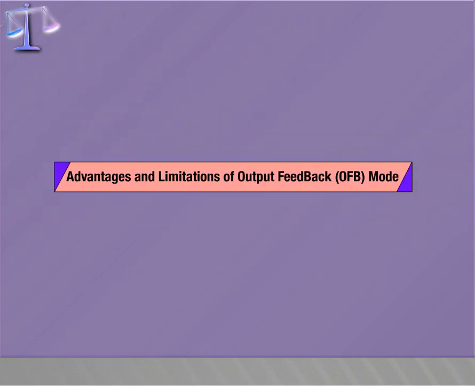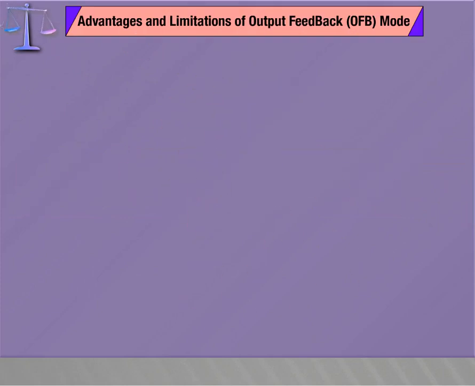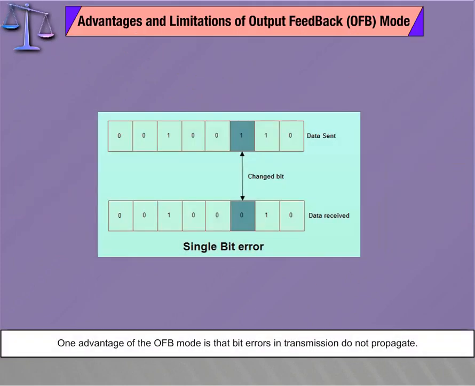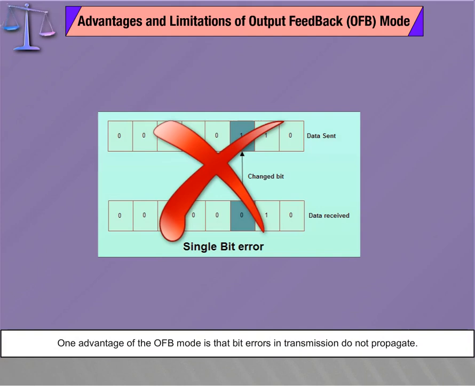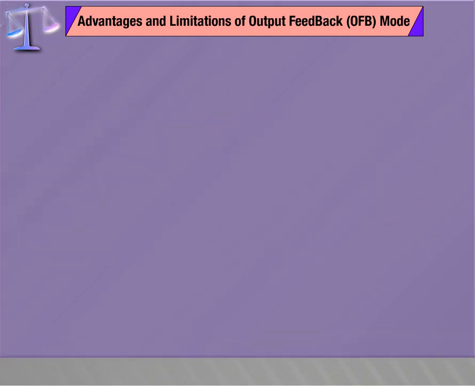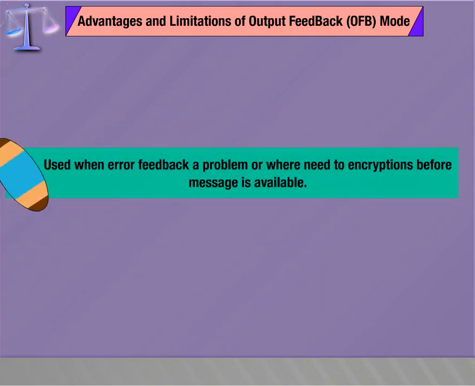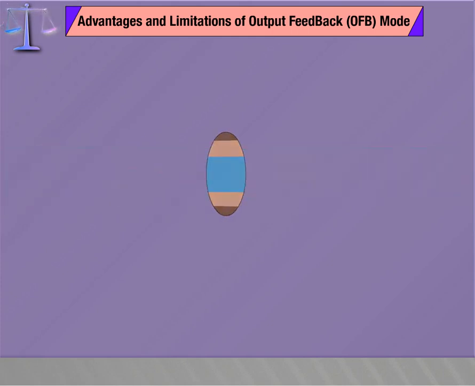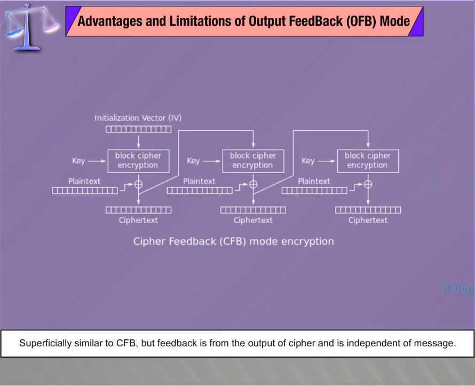Advantages and limitations of output feedback mode, OFB mode. One advantage of the OFB mode is that bit errors in transmission do not propagate. It is used when error feedback is a problem or where encryptions are needed before the message is available. Superficially similar to CFB, but the feedback is from the output of the cipher and is independent of the message.